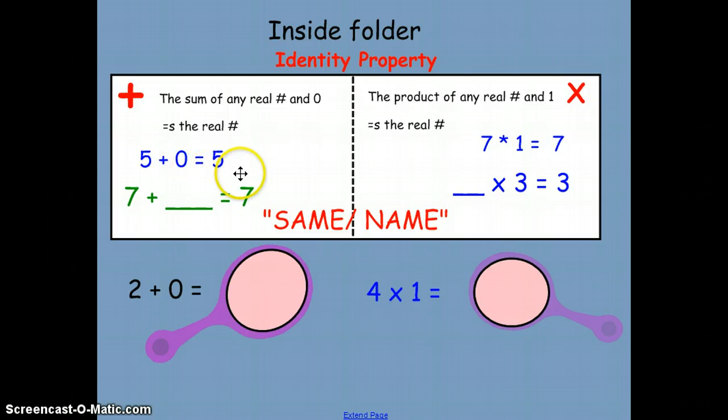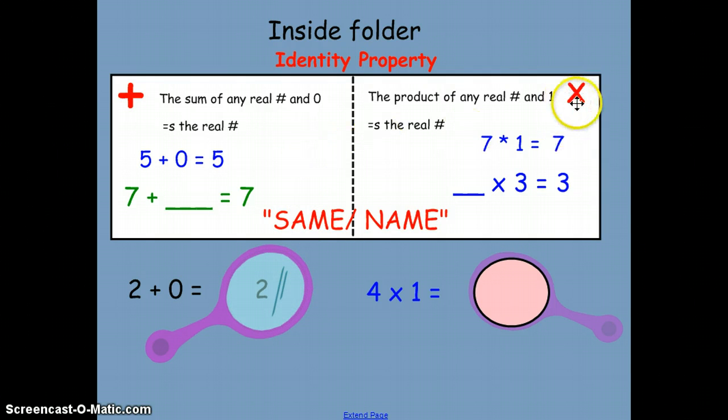So here is an example that you can include. 5 plus 0 equals 5. And of course you can come up with your own, because you are supposed to have 4 examples. So here's another one to help you out. So 7 plus what would be 7? Sure, 0. 2 plus 0 would be what? Okay, 2. And then you can add your 4th example.